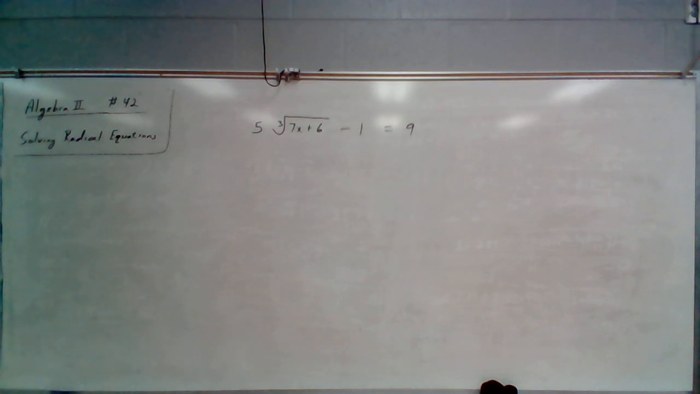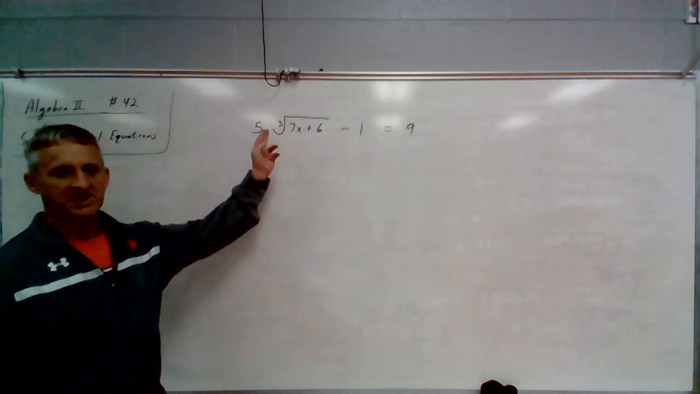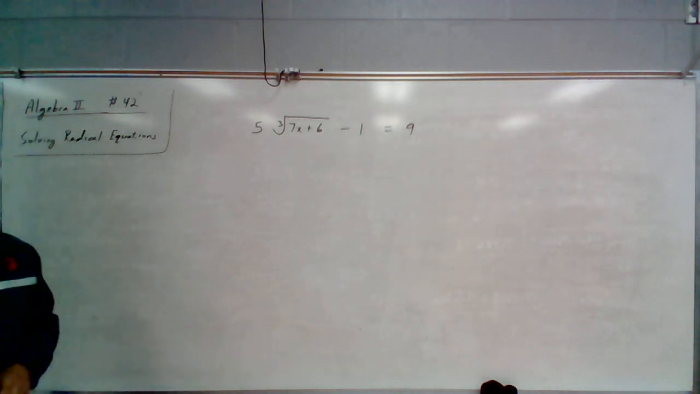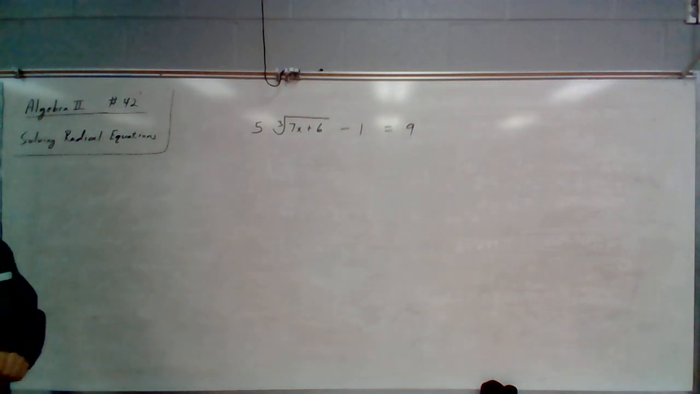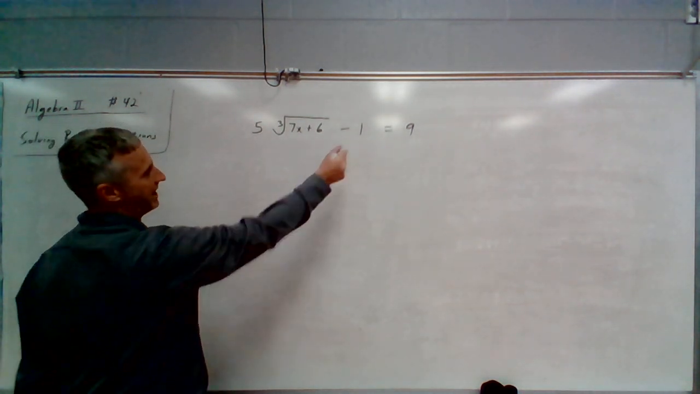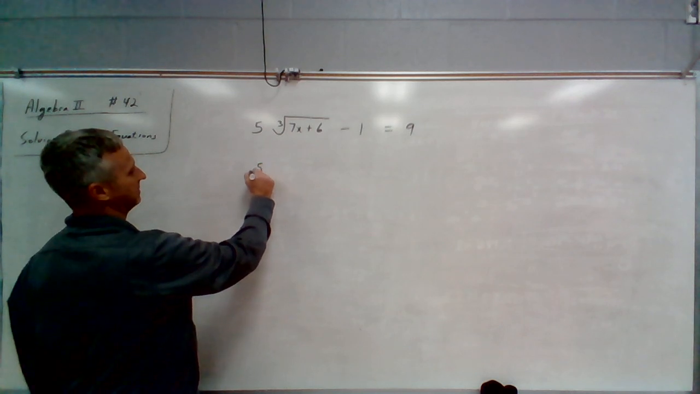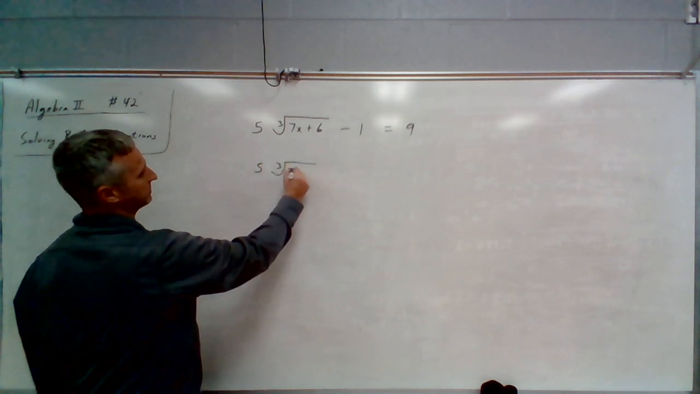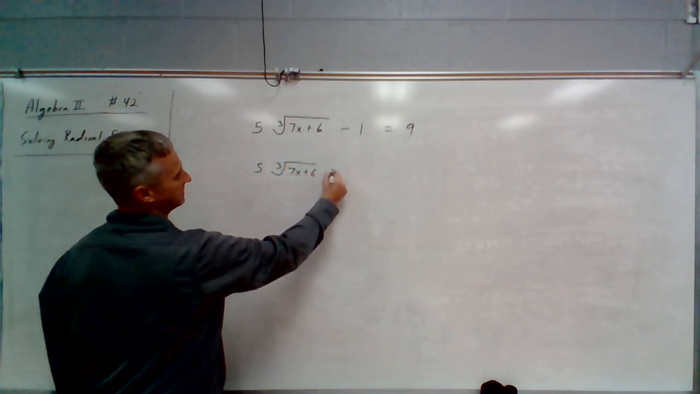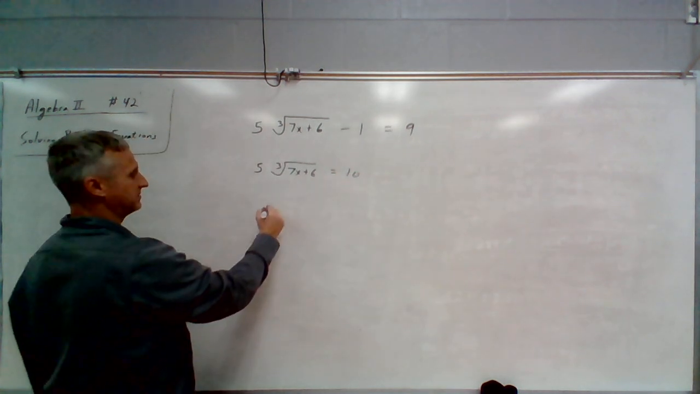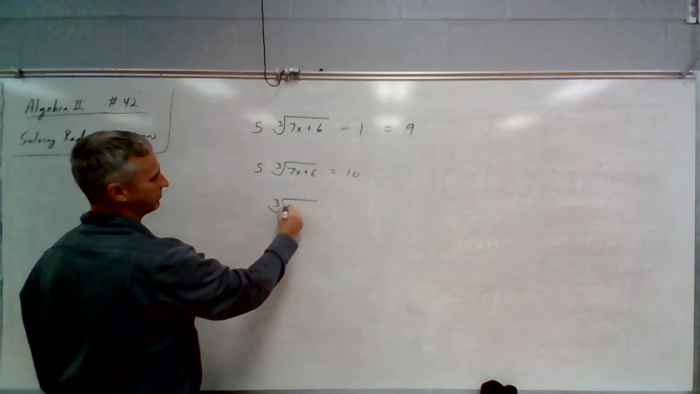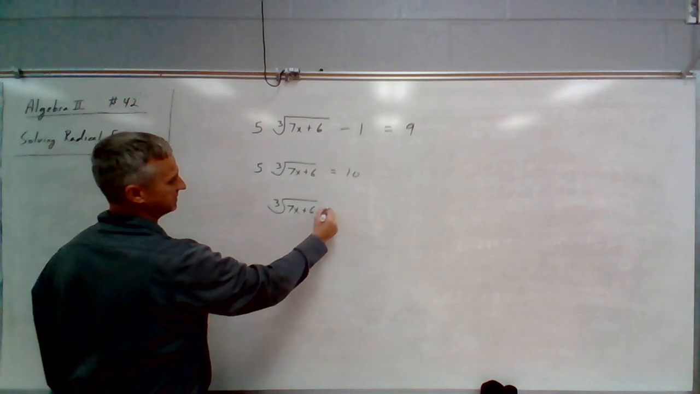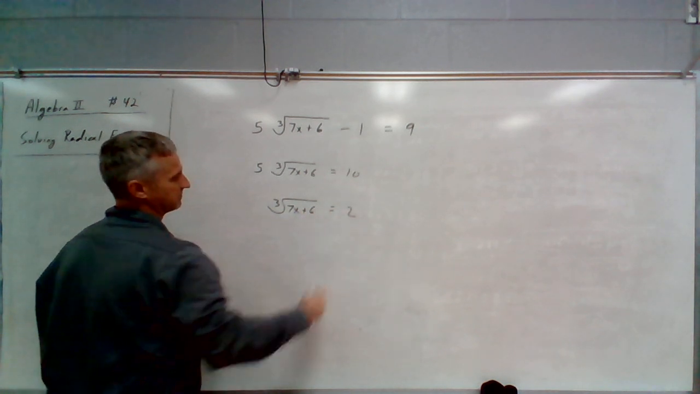All right, let's look at one more example here. Notice this time we have a cube root in here. So same procedure though, I'm going to isolate the radical. So I'm going to add 1 to both sides. That'll leave me with 5 times the cube root of 7x plus 6 equal to 10. Divide both sides by 5. And I get the cube root of 7x plus 6 equals 2.